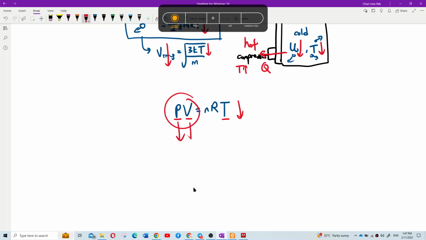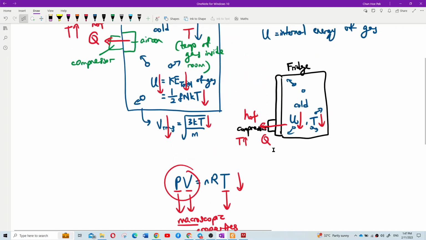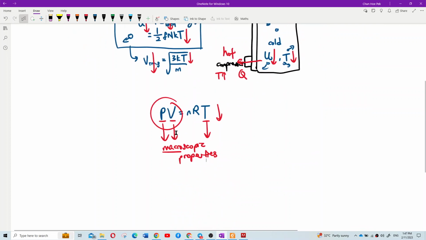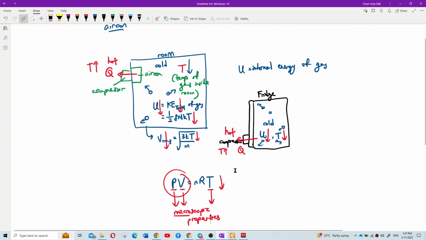This pressure, volume, temperature, all these are called the macroscopic properties. Why do we say macroscopic? Because it's something we can see, something we can really feel macroscopically. Yeah, we can measure the change of pressure, change of volume, change of temperature. It's something we can really feel. Not microscopic, it's macroscopic. Something big, big changes happening.